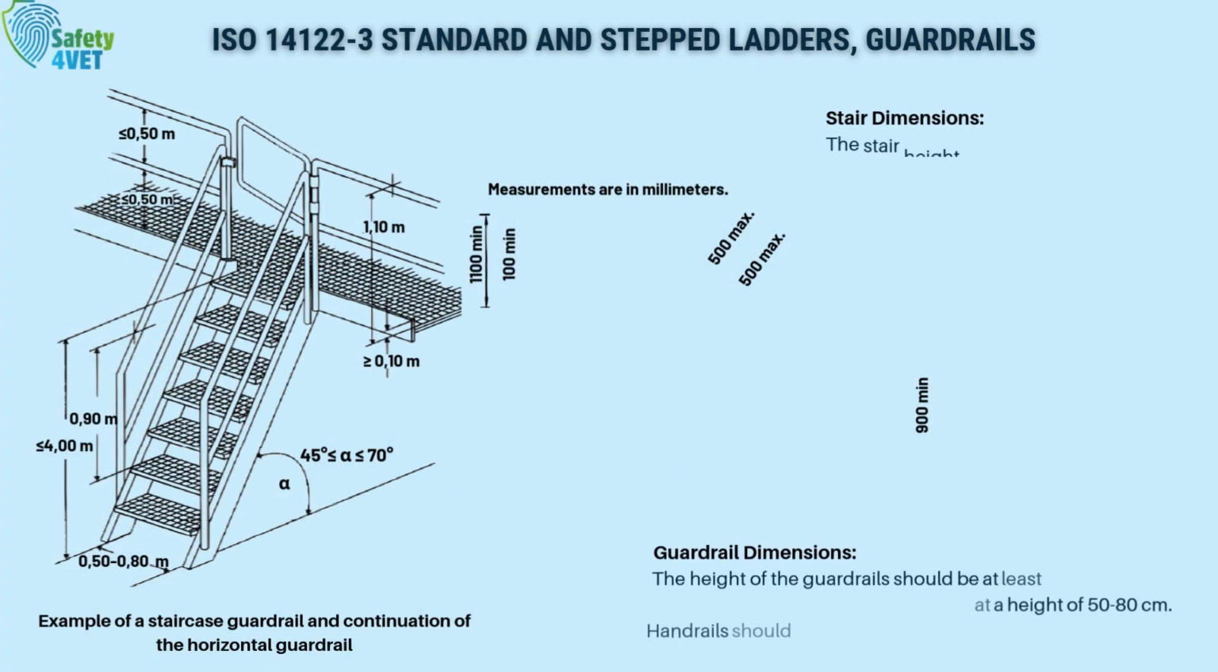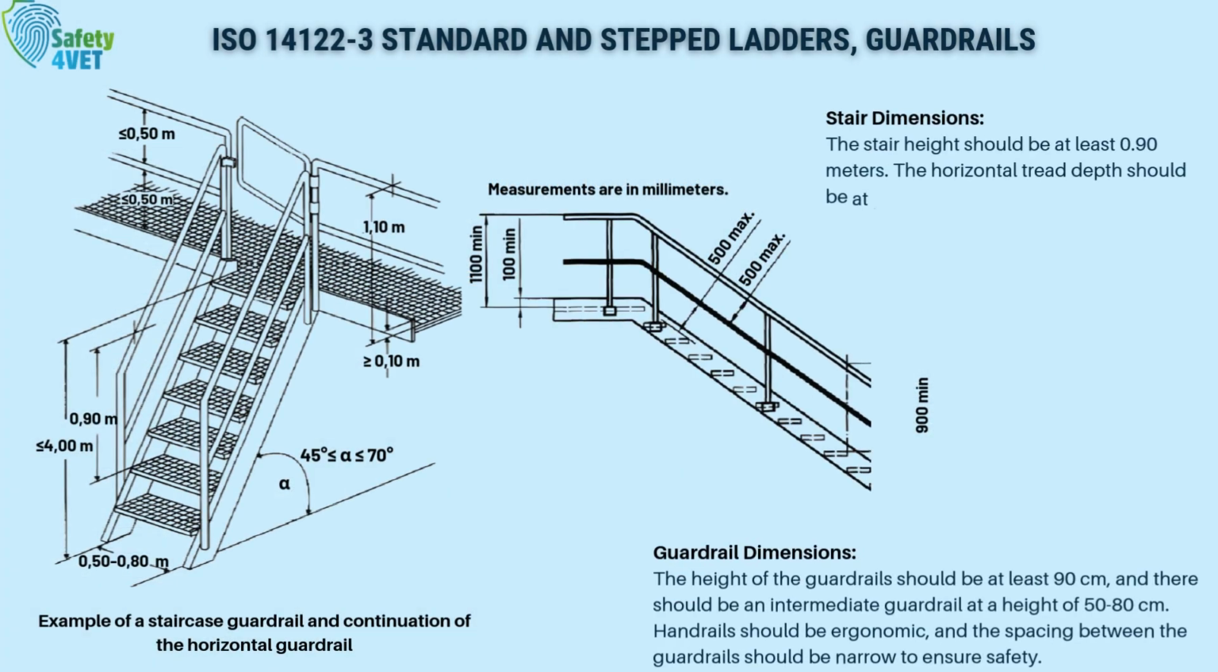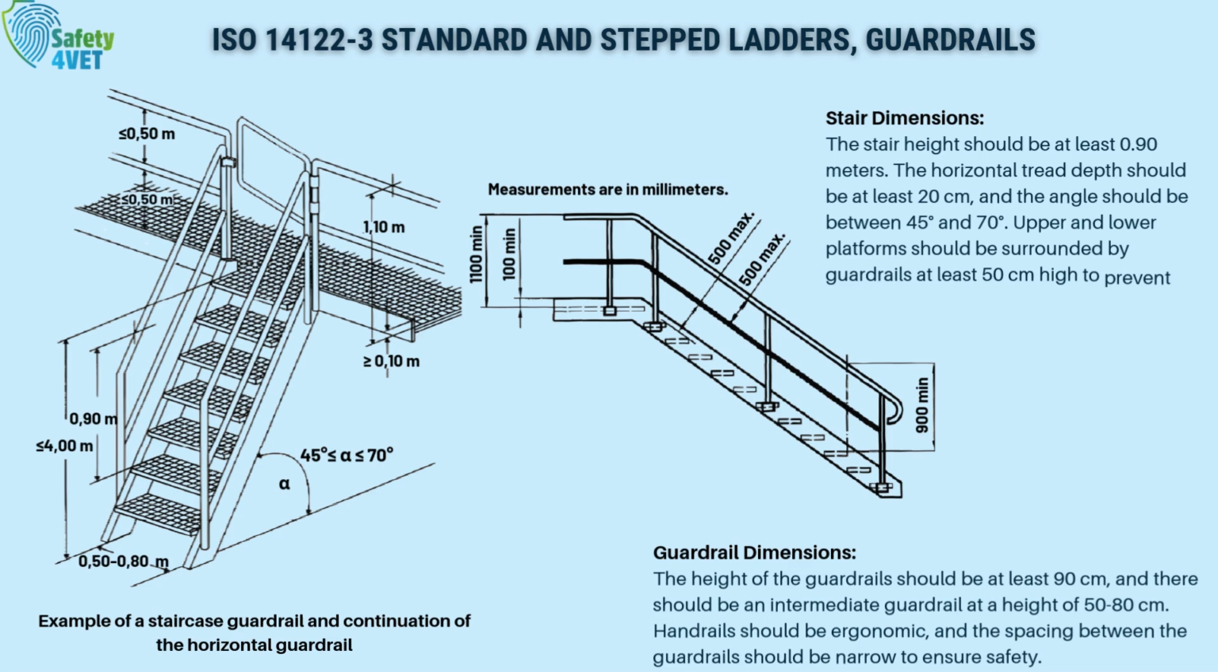In the design of an industrial ladder and guardrail, according to the ISO 14122-3 standard, the ladder angle should be between 45 and 70 degrees, and the guardrail should be 900 mm in height, supported at intervals of no more than 500 mm. The guardrail should continue along both inclined and horizontal areas to ensure user safety.